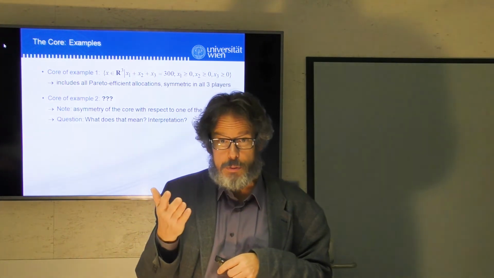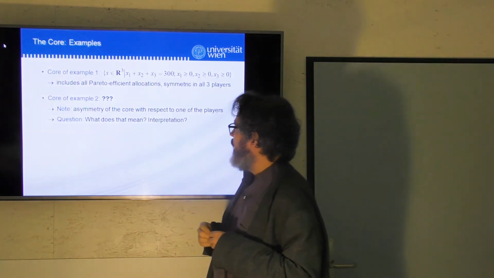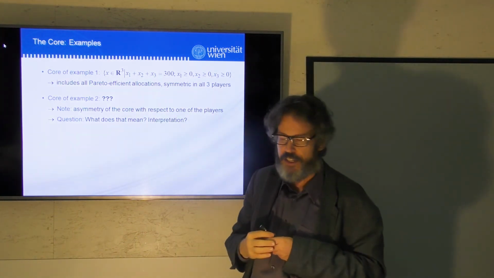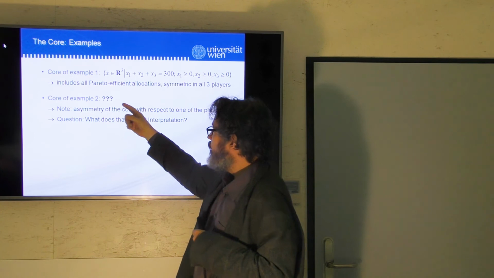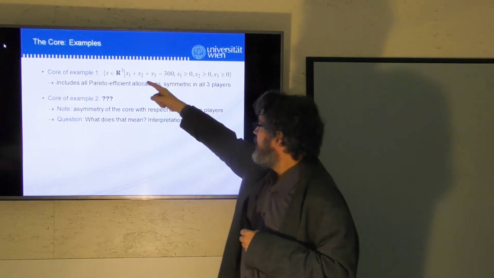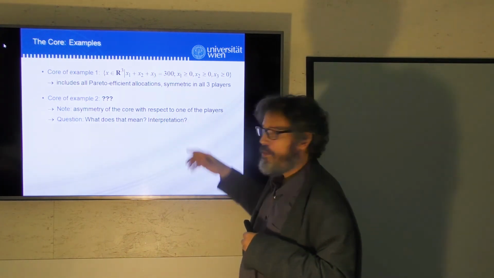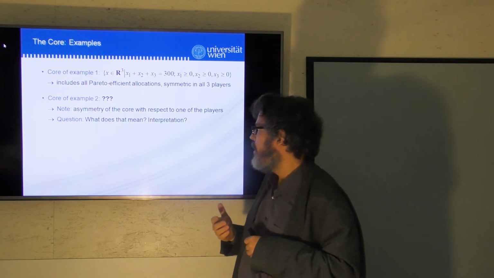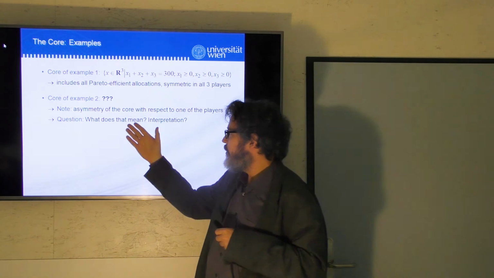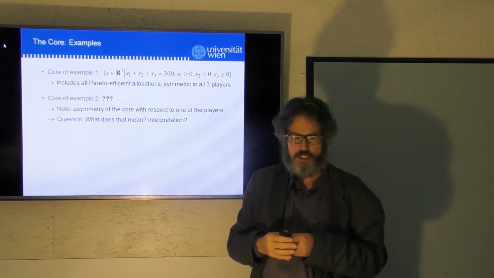And I leave it to you now to describe the core of this example in a similar way as a set of allocation vectors as we did here. And you will notice that this core is no longer symmetric, like the core of example 1, because player 3 plays a slightly different role. And if you manage to describe this core, then I also pose the question, what does this asymmetry mean? Can you give some interpretation of it?